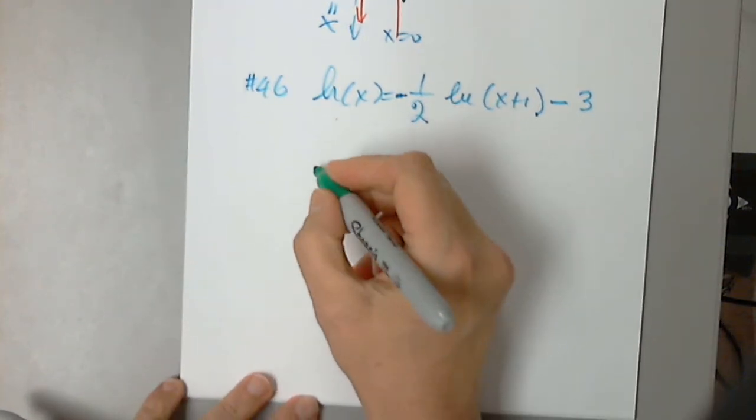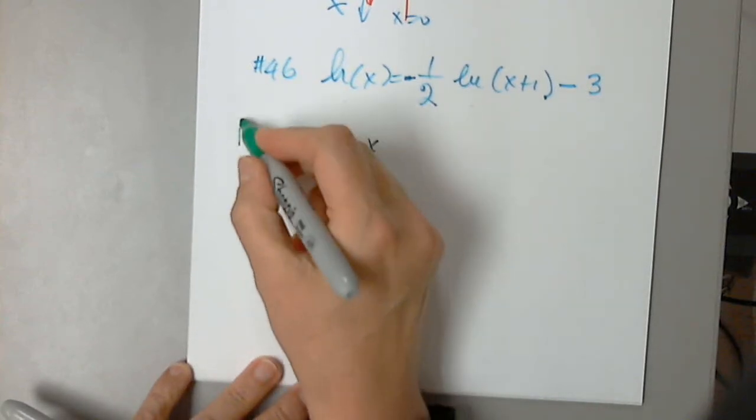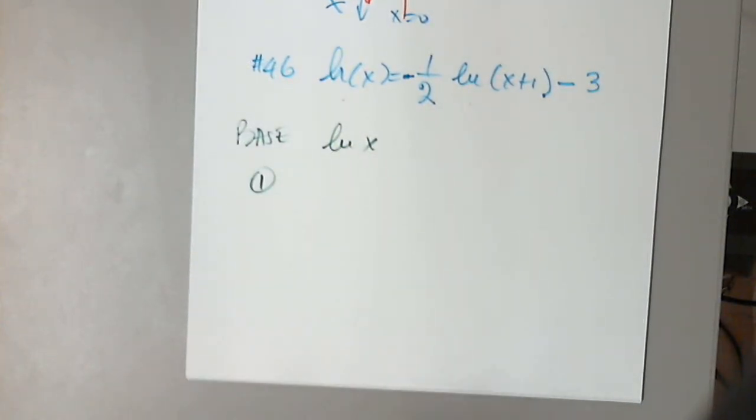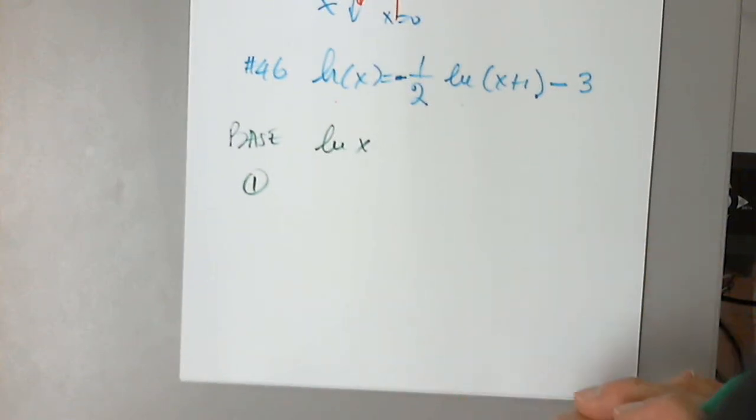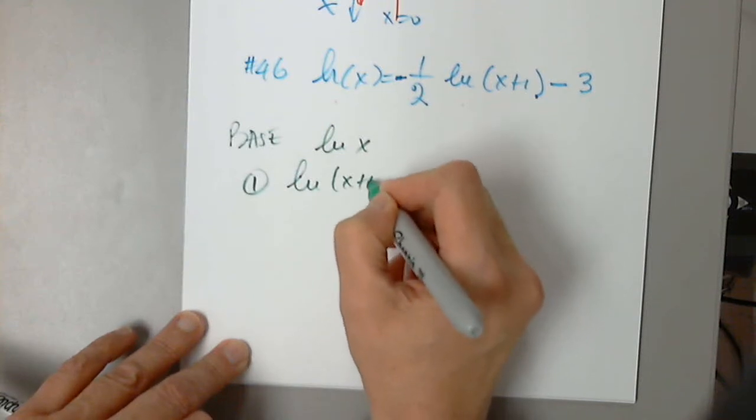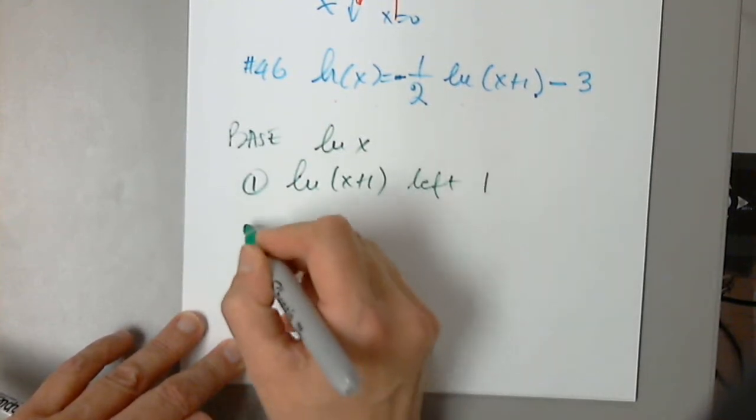Very good. You mean natural log x. Good. Base function is natural log x. First transformation, please, on natural log x. Left 1. So natural log x plus 1, left 1.